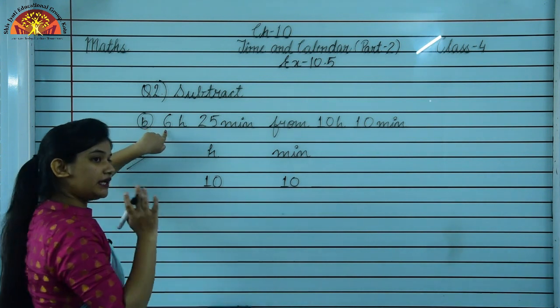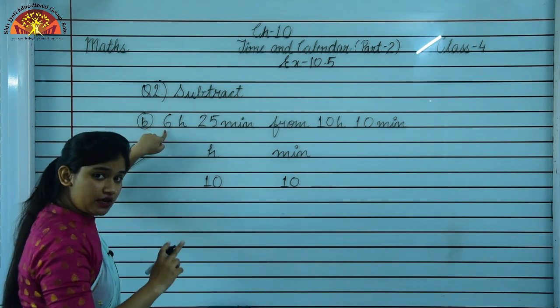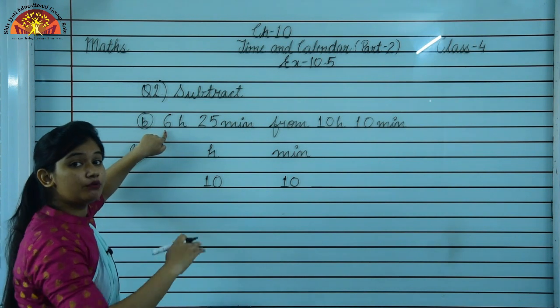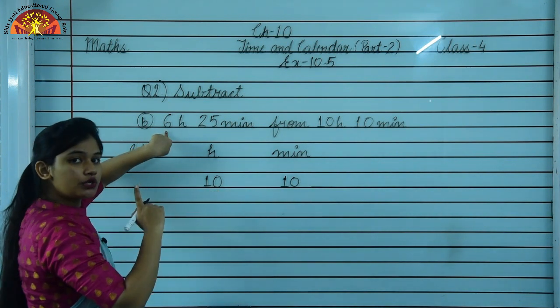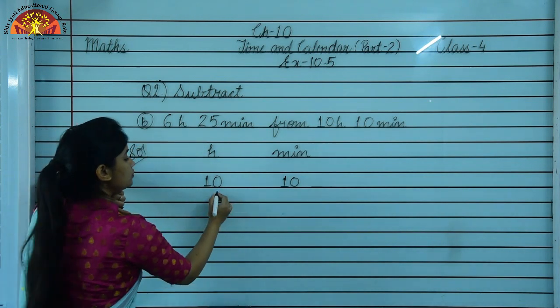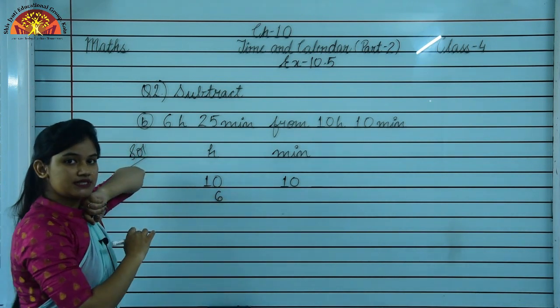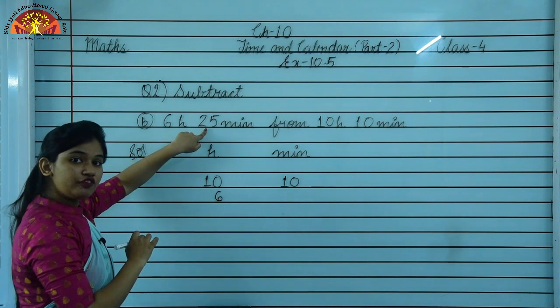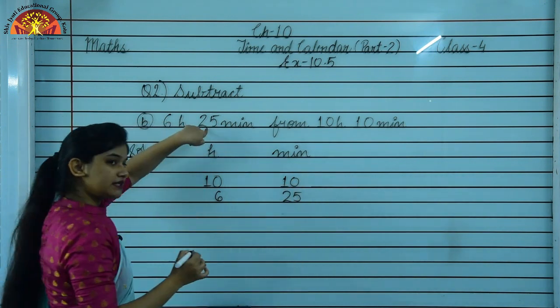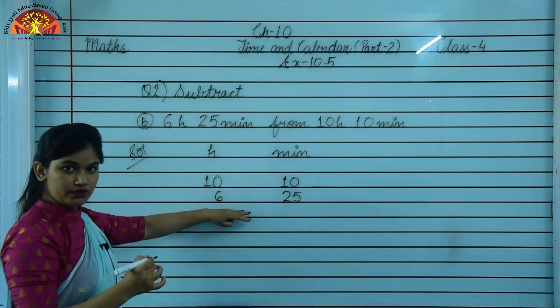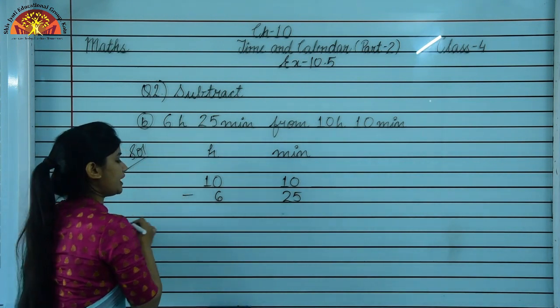I have told you many times, whenever you are arranging the numbers, you have to arrange the numbers from this side, from ones. Ones, tens, कहाँ से arrange करोगे आप numbers को? Ones से. So 6 we have to write here. Is it clear? Now we have 25 minutes. So 25 will write here. Is it clear? In this way you have to arrange the numbers. Now we are going to subtract them.